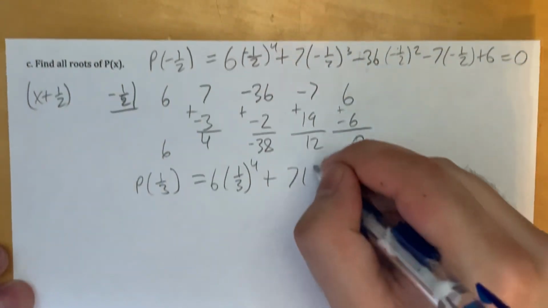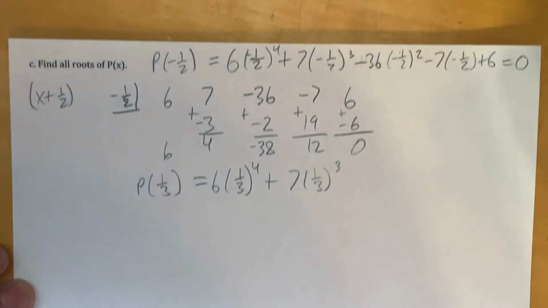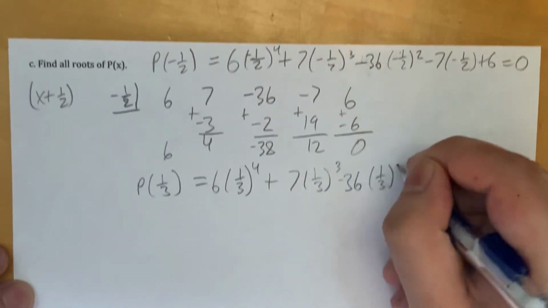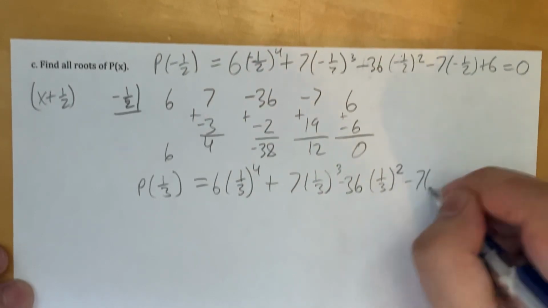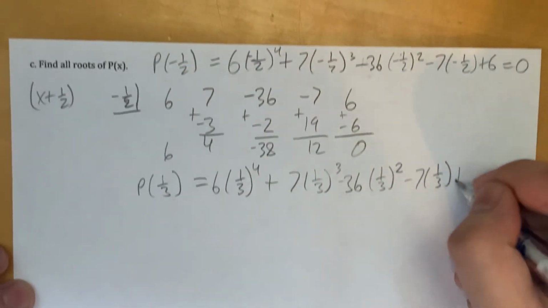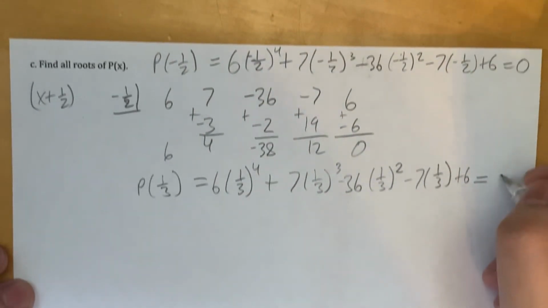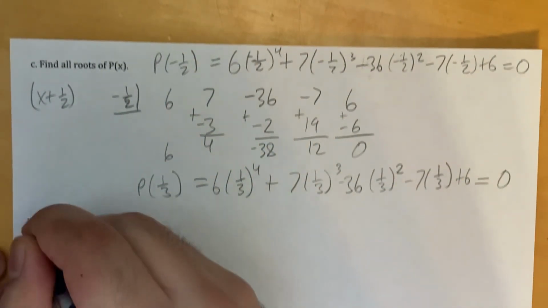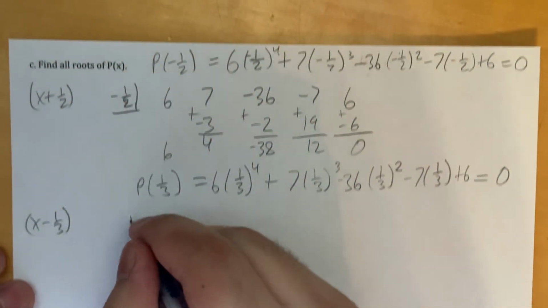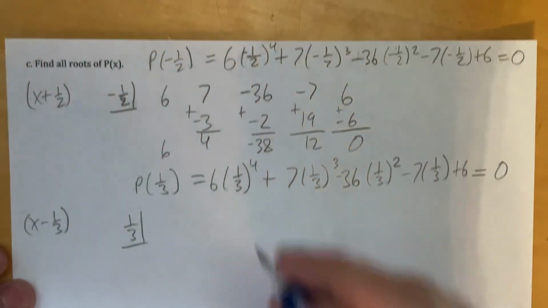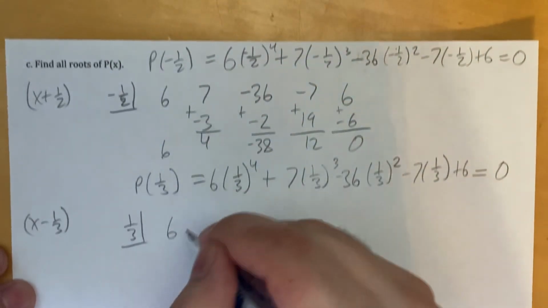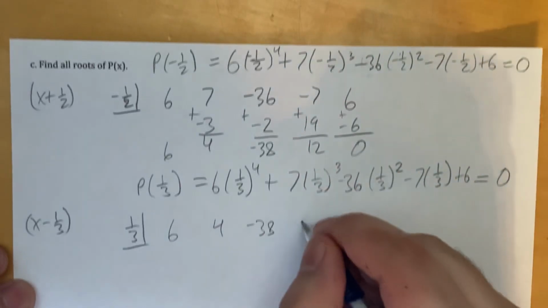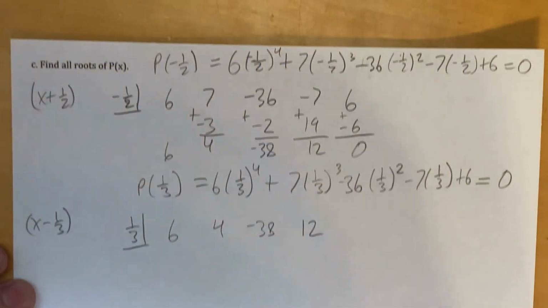6 times 1/3 to the fourth power, plus 7 times 1/3 to the third power, minus 36 times 1/3 squared, minus 7 times 1/3, plus 6 equals, oh, whoa, would you look at that? It also equals 0. So x minus 1/3 is also a factor. So let's do the math. To the 1/3 power, I'm just going to bring these straight down because I don't need to worry about the original leading coefficients, because these are my new leading coefficients. And I'm not going to include the 0 because 0 disappears.